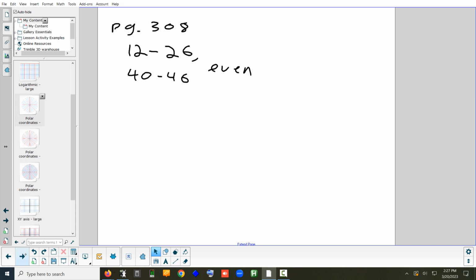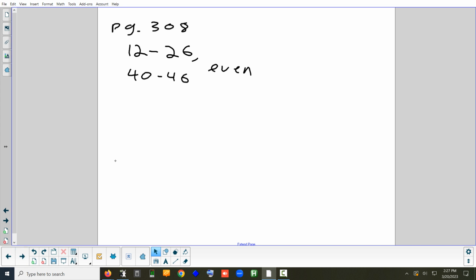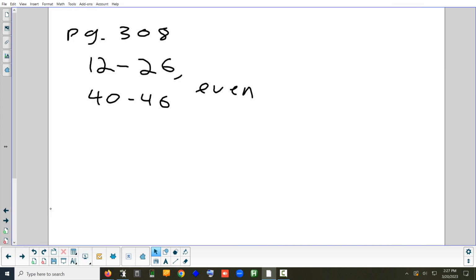So that's the homework for tonight. 12 to 26 and 40 to 46. Just the evens. And tomorrow we'll finish what's left in section 5.1 and we'll start appendix 4 in the back of the book.